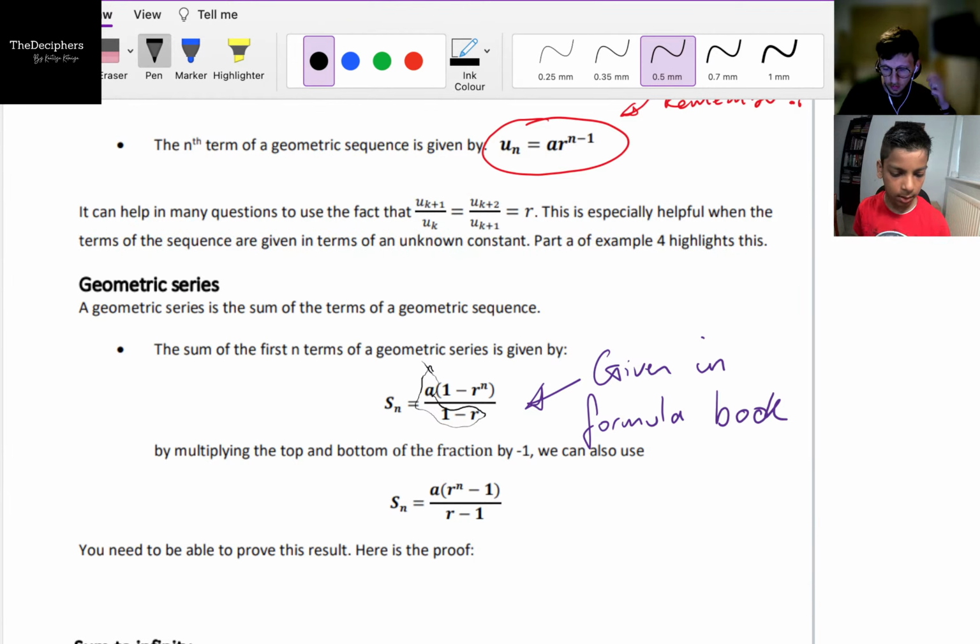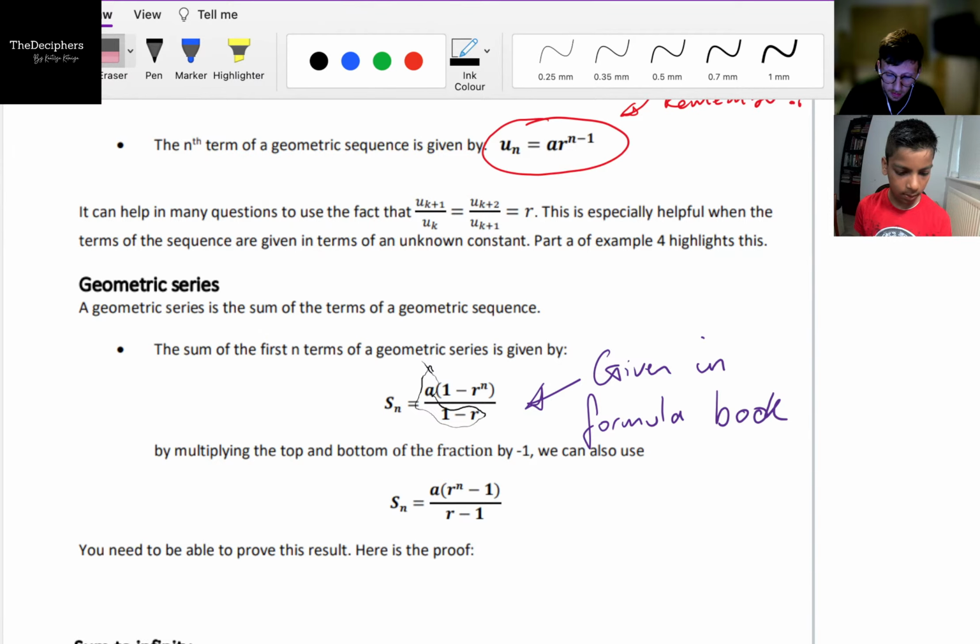if r is between 0 and 1, because if it is, then that to the power of n will definitely be 0 if n is infinity. So then it's just a divided by 1 minus r. Yeah, it converges to 0, doesn't it?